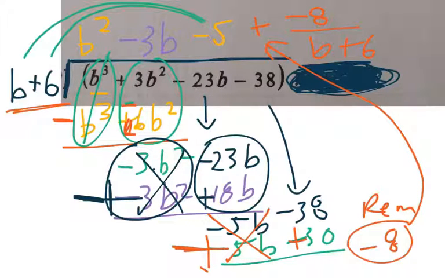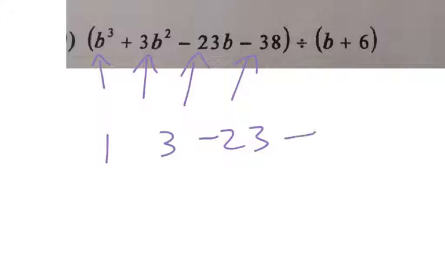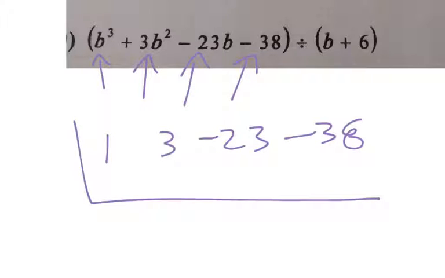So I'm going to extend the video, guys, because I want to show you how cool synthetic division is. So check this out. Same exact problem. Here's why it's simpler. I start out by just taking the coefficients. 1, 3, negative 23, negative 38. Leave a space, put a bar, bend it up. Make sure you have a space in here, guys, to work with.